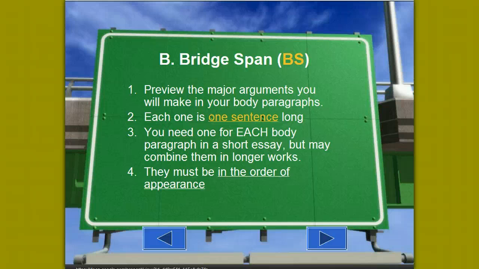Now that you have the reader's attention, you're going to preview your main arguments. These are the bridge spans. They're called that because they connect. They form a bridge from your introduction to your body paragraphs. Each bridge span is one sentence long, and you're going to preview each body paragraph in a short essay. Basically, you want a total of 3 bridge spans, previewing your big arguments. That's going to help convince the reader that you know what you're talking about and get them to keep reading.